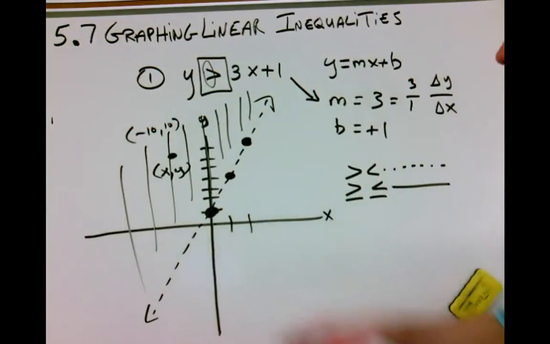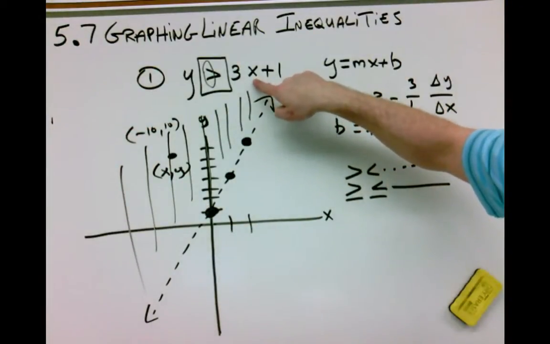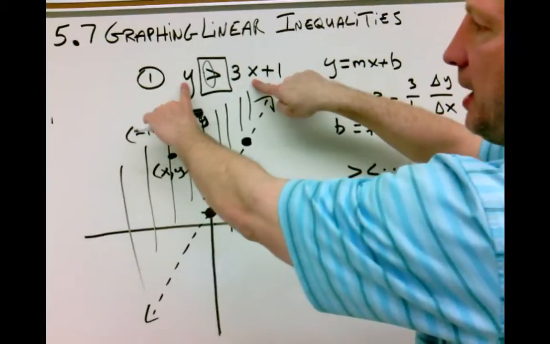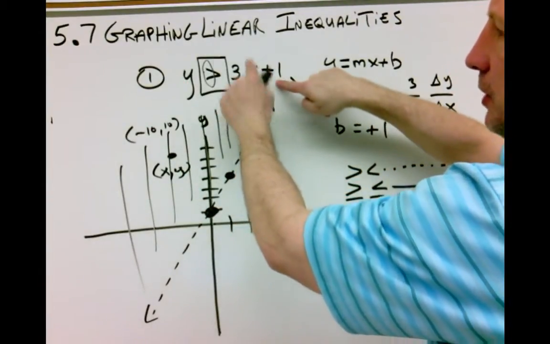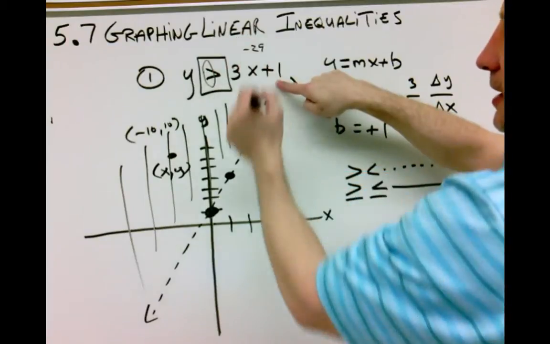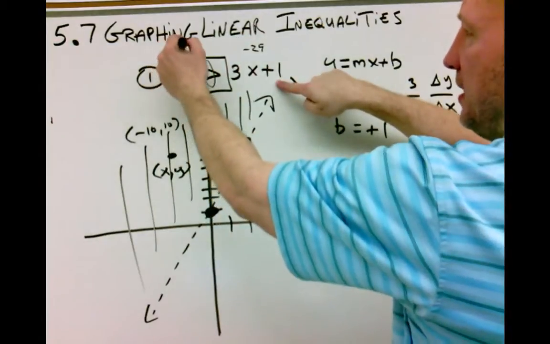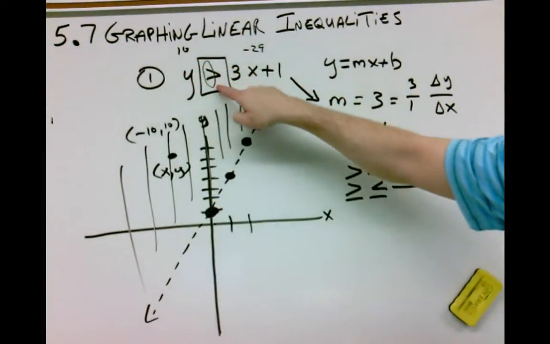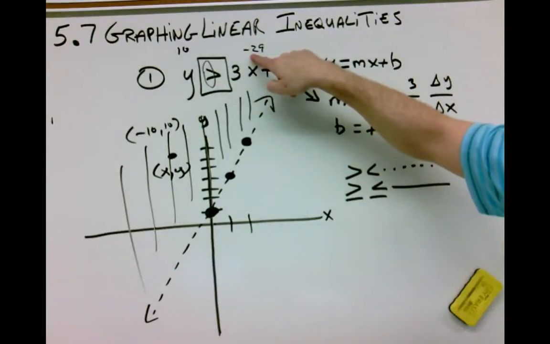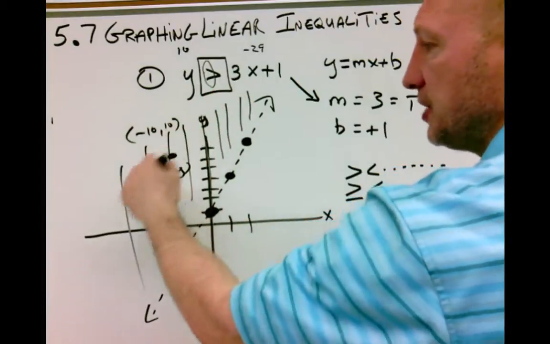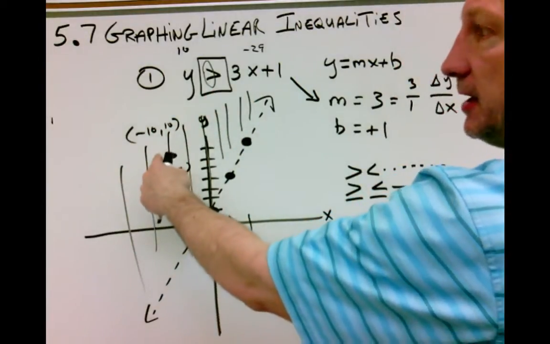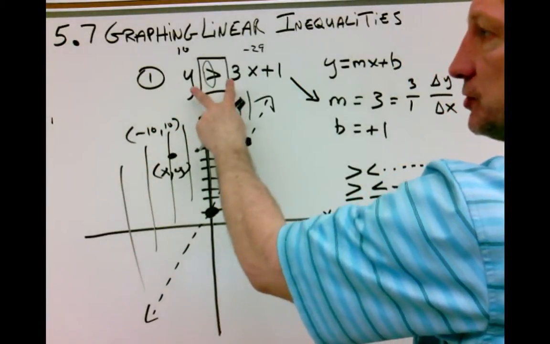It would mean that if I plug in x is negative 10 and y is positive 10, what's 3 times negative 10? Negative 30. What's negative 30 plus 1? I would get negative 29 here, and positive 10 here. Is positive 10 greater than negative 29? Yes, that gives me a true statement. Any point in the shaded region is going to give me a true statement.